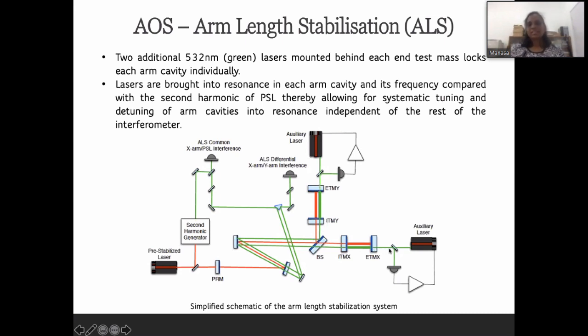What this does is, if you compare the frequency of these auxiliary lasers with respect to the second harmonic that is generated from the main laser, it will give us a reference to how far each of the arm cavities is in resonance with respect to the main laser. So this allows us to systematically bring the arm cavities in and out of resonance with respect to the main laser. And the most important point is that it allows for decoupling of the 4 kilometer arms from the rest of the interferometer.